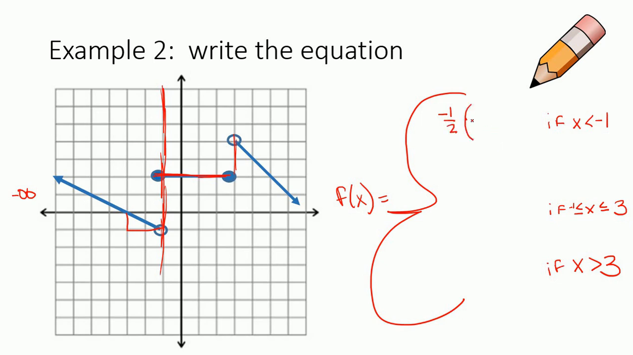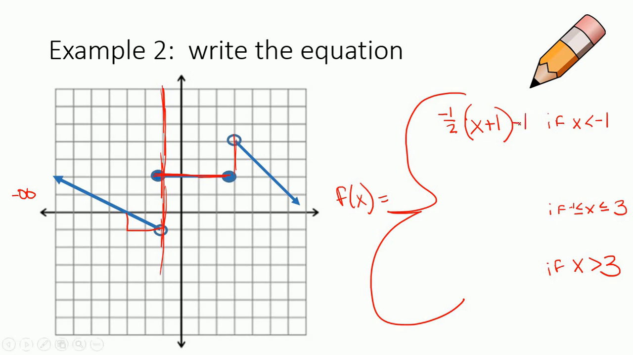Now, put parentheses. How did I move left or right? Well, I moved left 1, right, to get to here from the y-axis. So left 1, remember in our transformations, we go opposite of what we thought. So instead of going -1, we're going to go +1. And then it looks like we went down 1. So I get to put it like that.